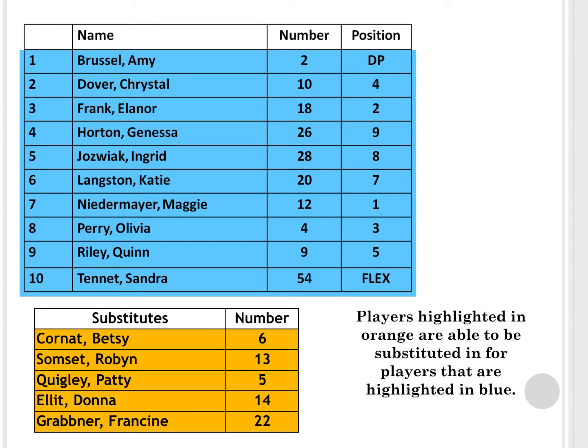So here, our players highlighted in blue are our starters. Our players highlighted in orange are our substitutes.